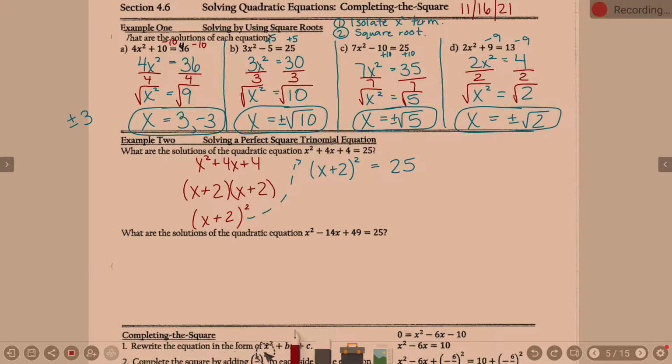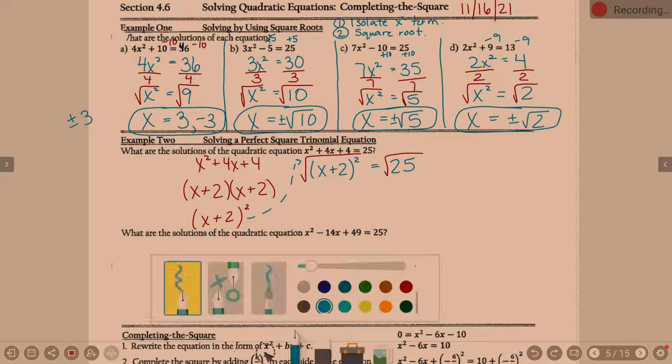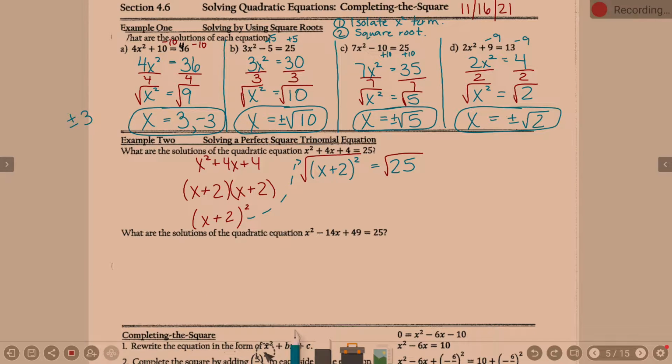So if I take the square root of the left side of the equation, we're going to take the square root of the right, correct? Old news there. Now, what is the square root of x plus 2 squared? X plus 2. Remember, when you take the square root of something squared, it's just whatever that piece is. So the square root of x plus 2 squared is x plus 2.